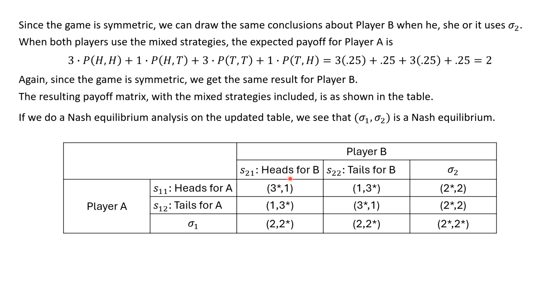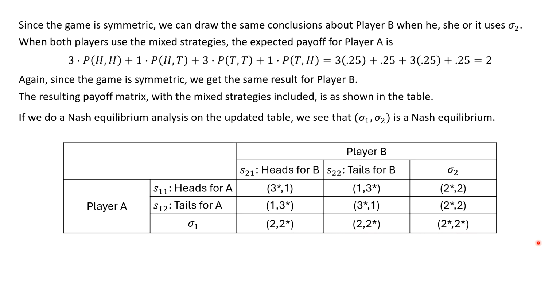Then we can do the same thing for B. So when A plays heads, the best choice for B is this one here. So we have a star next to the 3. Then when A plays tails, the best choice for B is here. And when A plays the mixed strategy sigma sub 1, it's 2, 2, and 2. So we put a star next to all of these.